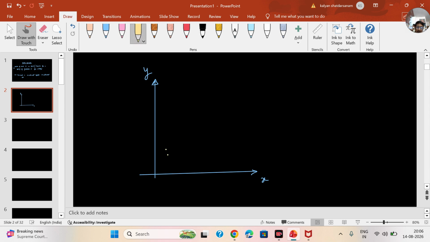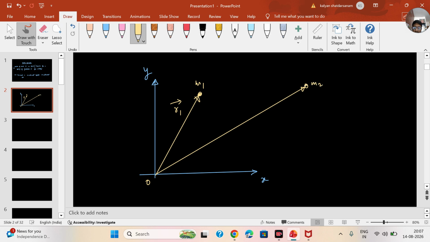What do I have? I have a mass, let me say m1, whose position vector is r1. What is a position vector? The vector joining the origin to the particle. So I have a particle of mass m1 whose position vector is r1. Suppose I have another particle m2 whose position vector is r2. I have yet another particle m3 whose position vector is r3, and so on. So I have many such particles and I know the position of each of them.